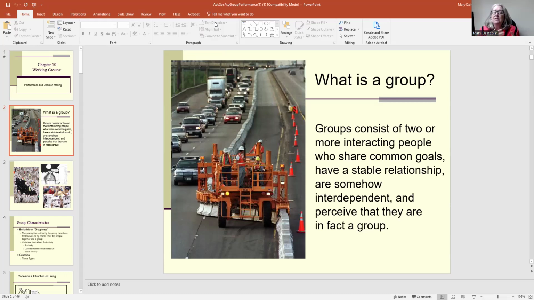Do we have to be doing a similar task? Well, the picture on the screen shows people who are all on the freeway together. They're all on the same freeway with the same task of trying to get wherever they're going as quickly as they can. Are they a group? Because they sort of have a common goal. Are they a group? Are they not? What are we talking about here?